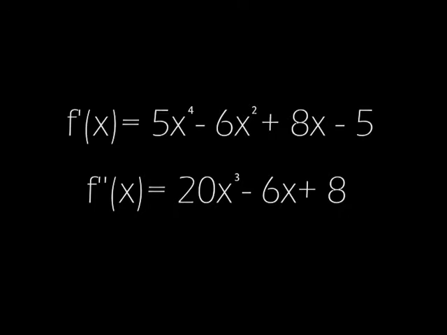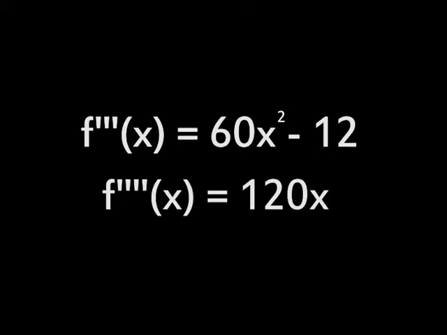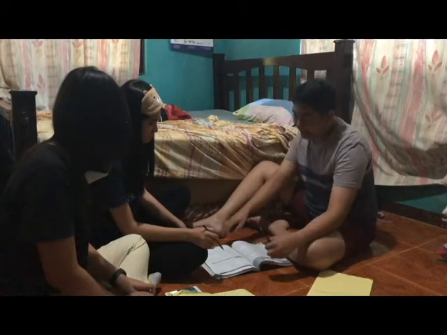And if you're trying to get the subsequent derivatives, just repeat the same steps in getting the second derivative. We will now then have the third derivative, which is 60x squared minus 12, and the fourth derivative, which is 120x. Madali lang pala, no?